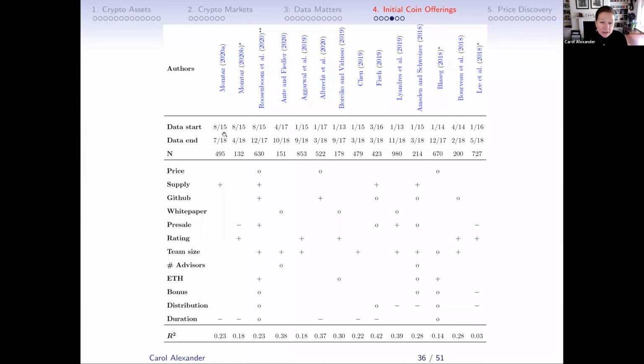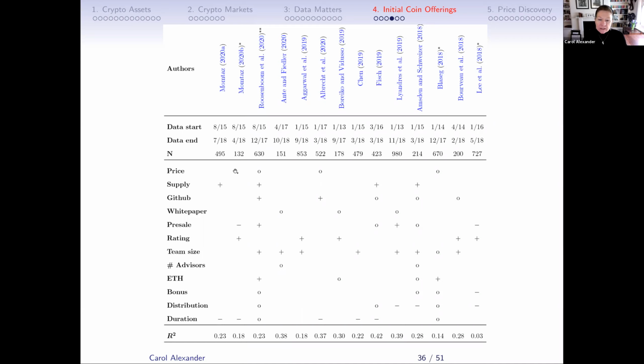So we ended up with about 1,000 coins. And the largest sample size here was in this paper, 853. Oh no, 980 in this Evgeny Landres paper. And 0 means that it was included but not significant. Plus means it was included and is significant at 5%, with a positive sign. A negative sign here means that it was significant, but with a negative sign.